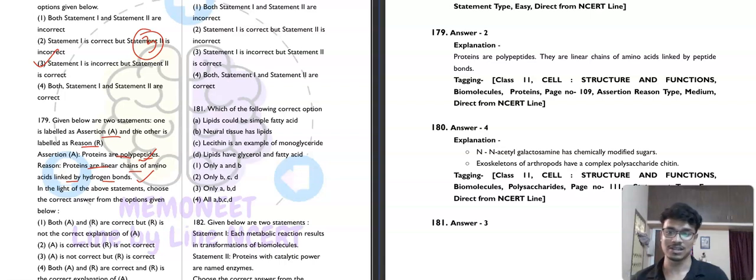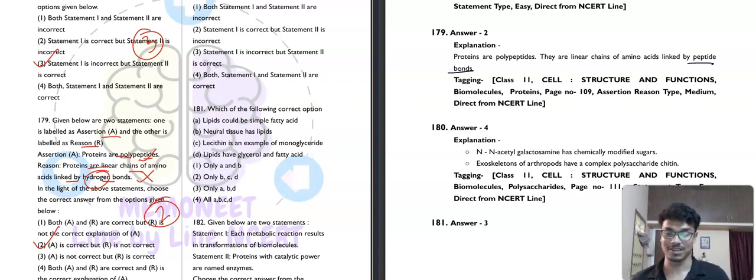So the assertion is correct, but the reason is not correct. They are linear chains of amino acids linked by peptide bonds. Sorry, it is saying linked by hydrogen bond. No, sorry. Linked by hydrogen bond, it's not correct. They are linked by peptide bonds. Assertion is correct, but reason is not correct. Second option will be your correct answer.